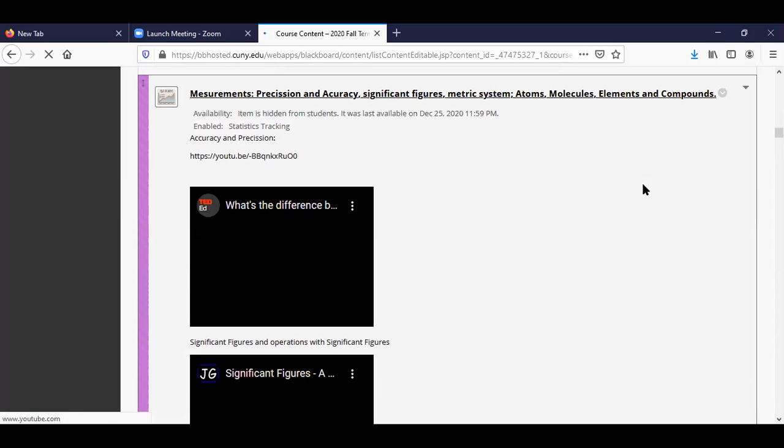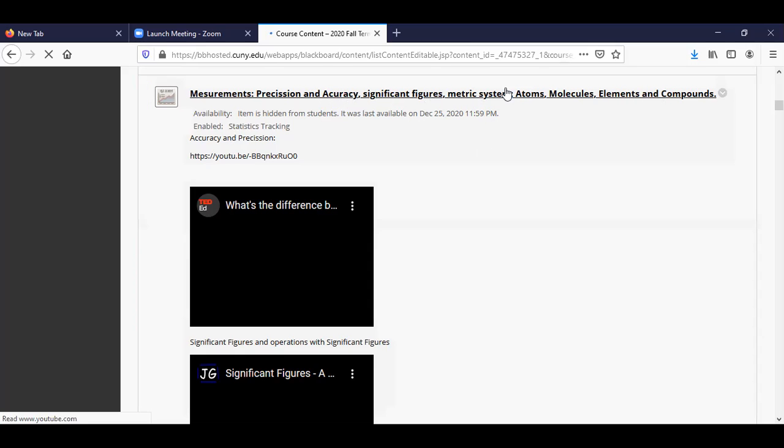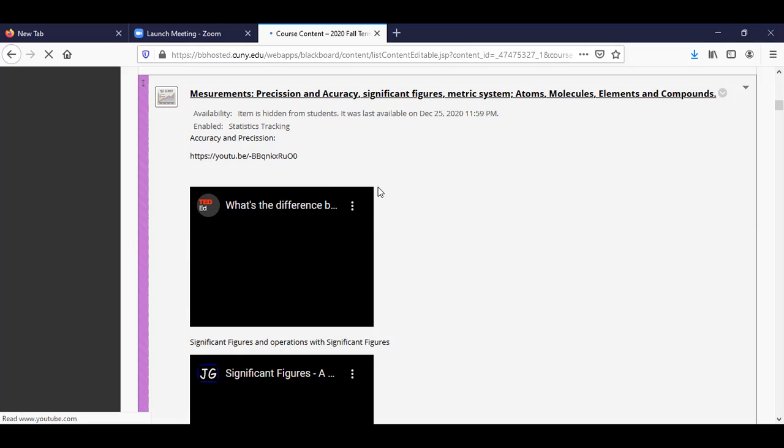And after this, probably on Thursday, I will post the new chapter. It's going to be measurements, precision, accuracy, significant figures. You remember that, guys? Metric system, atoms, molecules, elements, and compounds. How to do conversions using the metric system. That will be there. I want to post this probably on Thursday. It's going to be there.